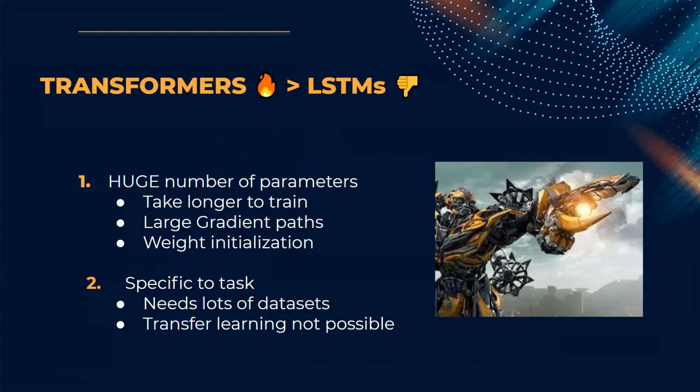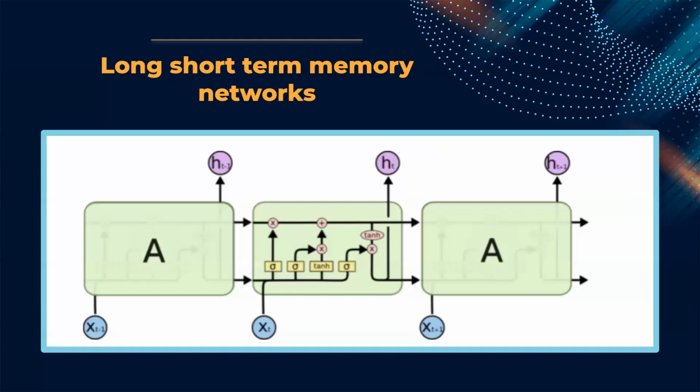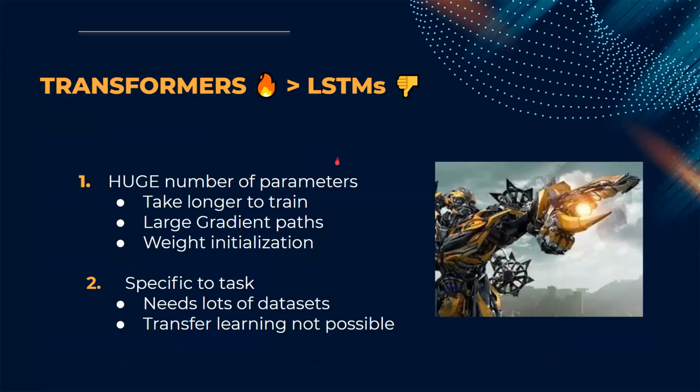One of the drawbacks was a huge number of parameters. As you saw in LSTM, it consists of a lot of gates, activations, and concatenations. These gates involved a lot of parameters. Now this was just one time step. What if you had many time steps? The number of parameters increased a lot. The large number of parameters make the LSTMs take longer to train and make large gradient paths. They also demand very fine-tuned weight initialization techniques for efficient learning.